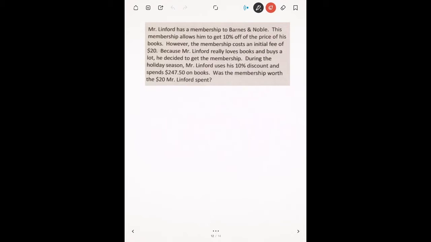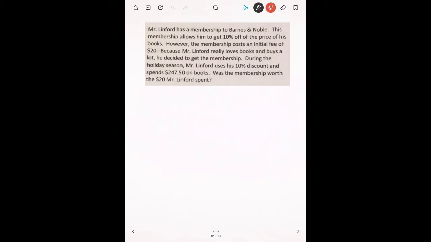During the holiday season, Mr. Linford uses a 10% discount and spent $247.50 on books. So that was the discounted price I spent on books. Was the membership worth the $20 Mr. Linford spent? So, in this problem, let's think, what are we trying to figure out? Part of this idea is, what does it mean that was it worth it? Meaning, did I save more than $20?